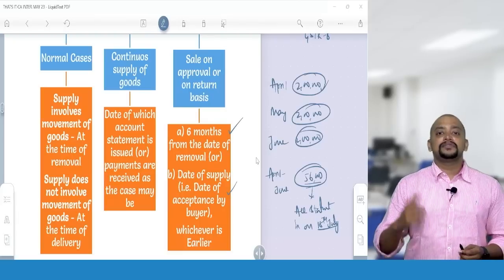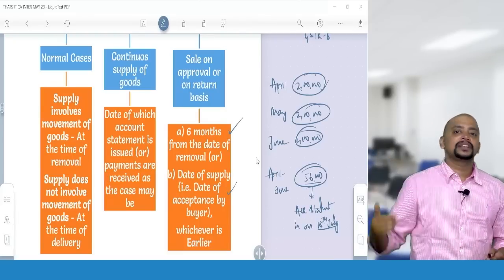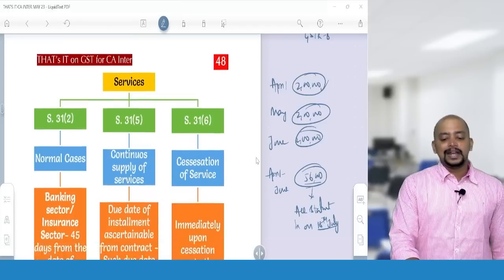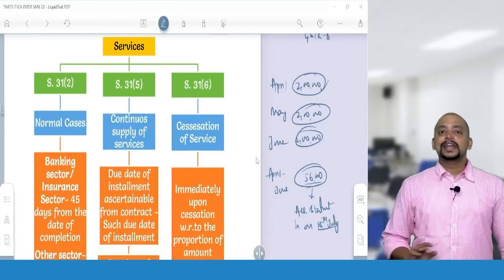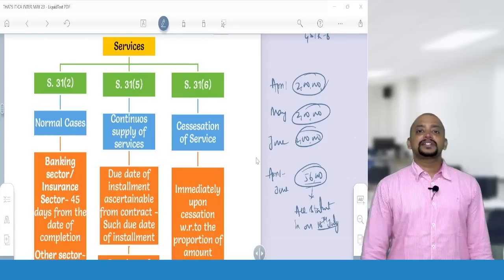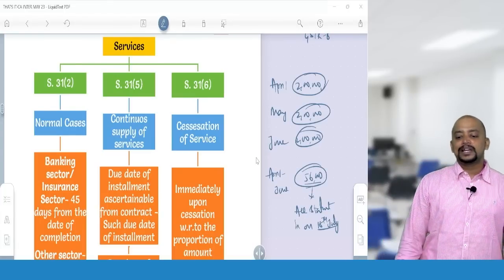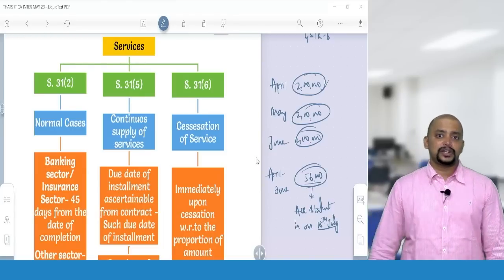Now if he returns it, we need to give a credit note because we are reducing the invoice or cancelling the invoice. So we need to give a credit note in that case. Then next, services. In case of services, we have three provisions: 31 subsection 2, 31 subsection 5 and 31 subsection 6. That is normal cases, continuous supply of service and cessation of service.